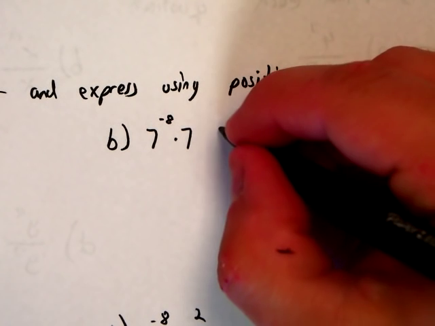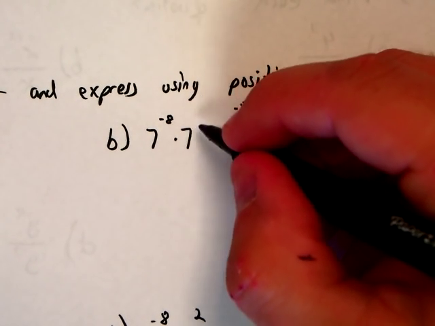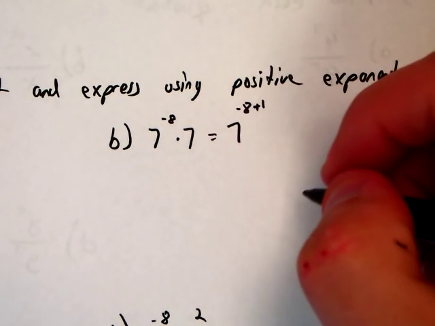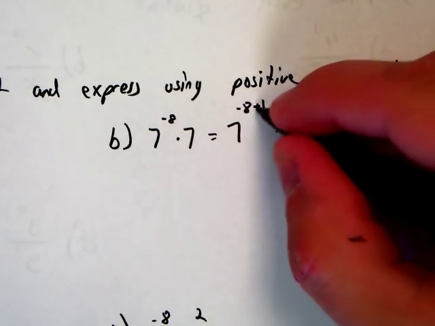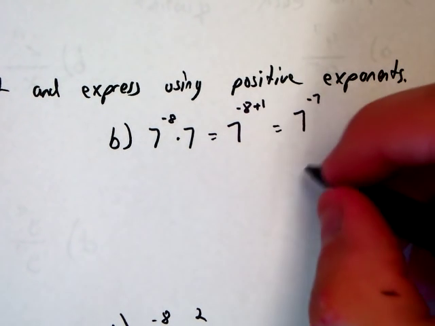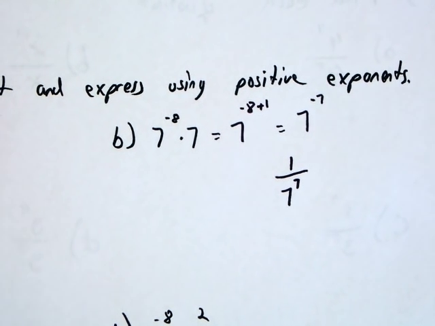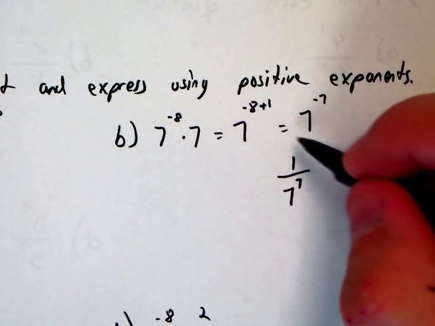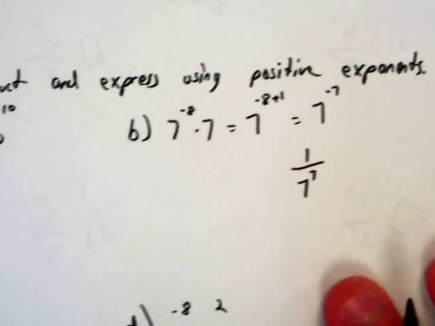Letter B, keep the base. I'm going to add the exponents. There isn't an exponent here, but it really is 1. Negative 8 plus 1 is negative 7. And it says to use positive exponents, so this would be 1 over 7 to the 7th. Remember, this negative exponent means that we're going to be flipping it to its reciprocal and losing the negative sign.